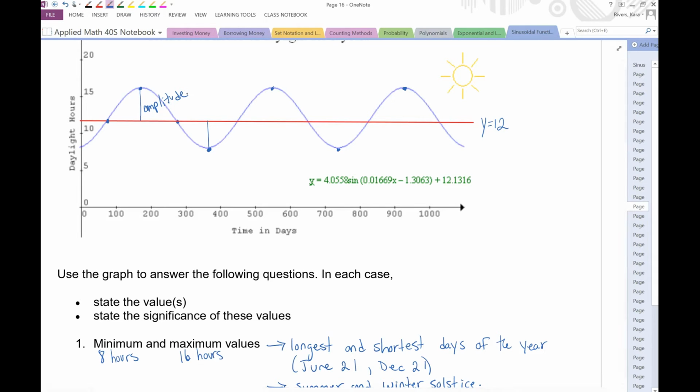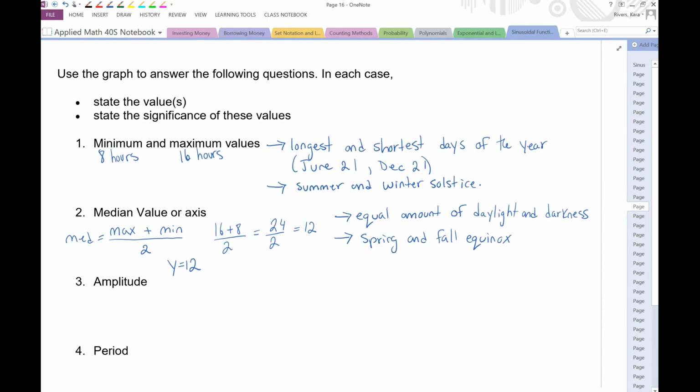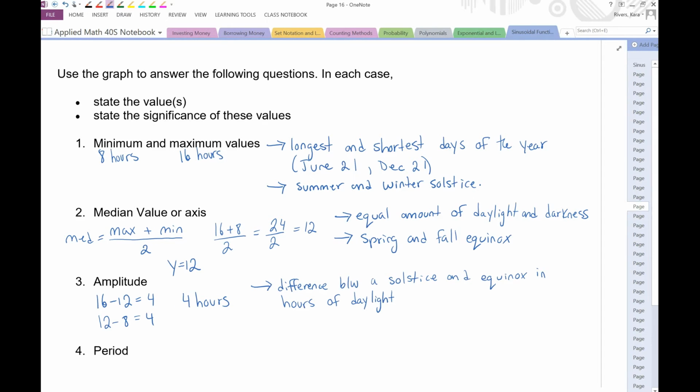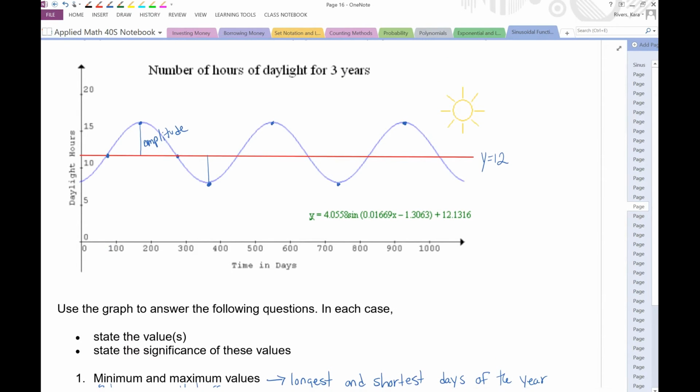Well, if 12 is our midline and our max is 16 and our min is 8, we can see that that difference is going to be 4 hours, right? So if we take our 16 minus 12, that would be 4. Or if you take your 12 minus 8, that would be 4. So either way you do that, you should get the same answer. So the amplitude is 4 hours. And what does that 4 hours represent? Well, it represents the difference between a solstice and an equinox in hours of daylight. If we look back up here, our maximum value is 16.